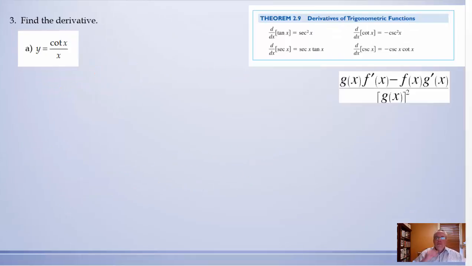All right, here we go. Time to up our game. We're going to do quotients now using our new trig functions.